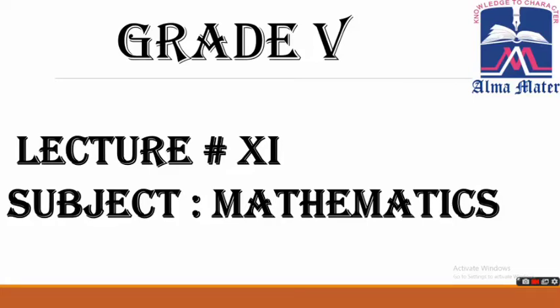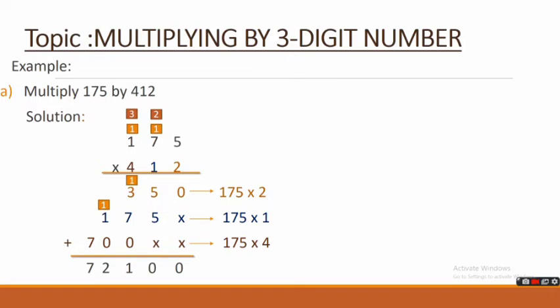It's a math lecture for grade 5 and today our topic is multiplying by a 3-digit number. Example: multiply 175 by 412. First we will write both of these numbers in vertical form and then we multiply these 3 digits, that is 4, 1, 2, one by one with 175. So let's begin with the ones digit, that is 2.